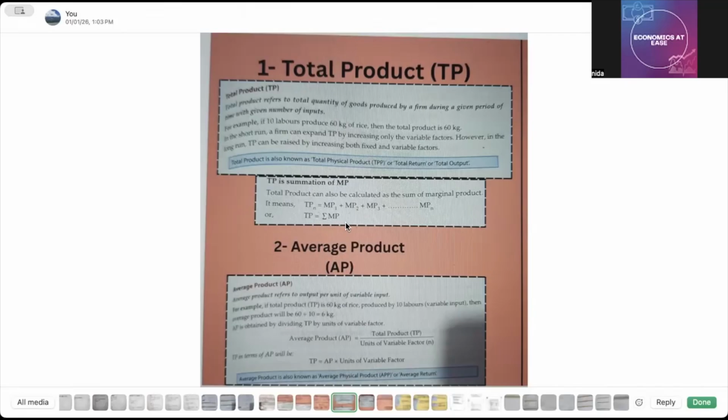The rest of the things I have explained very deeply, describing each and everything in detail in the previous videos. You can go through that also.